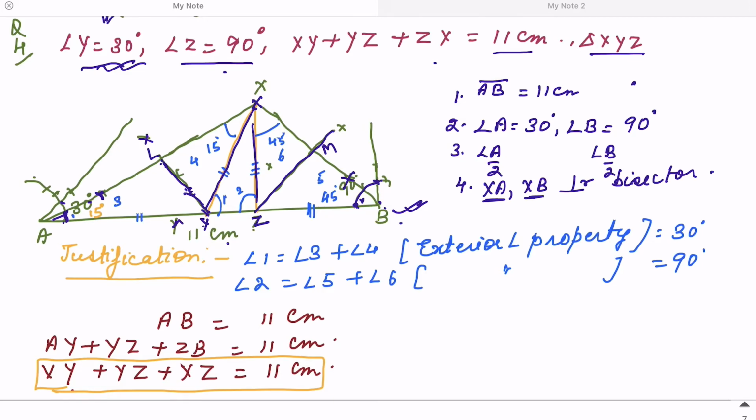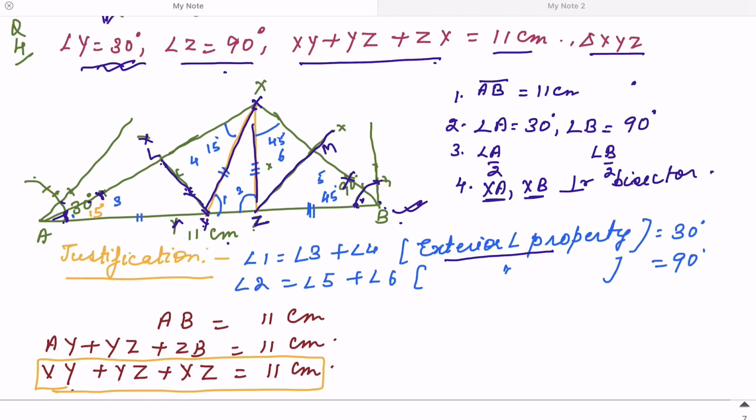Now we have not constructed it like this. How can we justify that XY plus YZ plus ZX is 11 centimeter? One justification, we measure it: you measure all the three sides and then say whether you are getting 11 centimeter or not. Next, we justify by the exterior angle property about the angles.